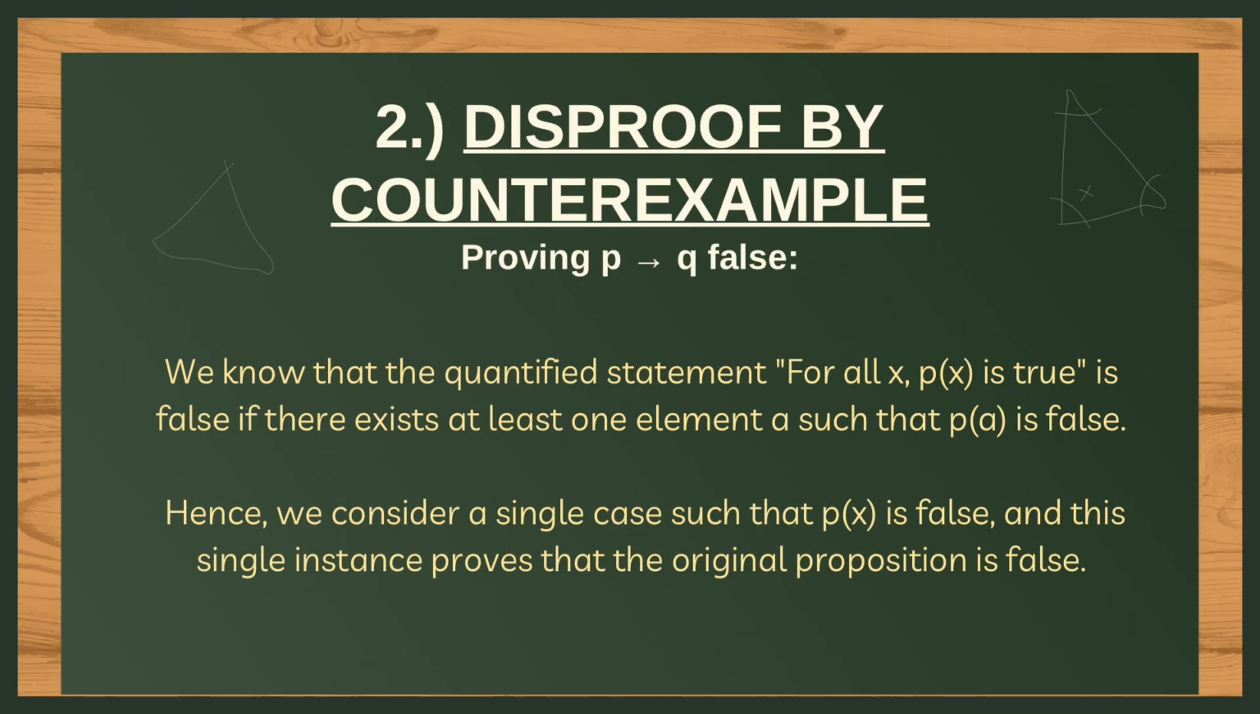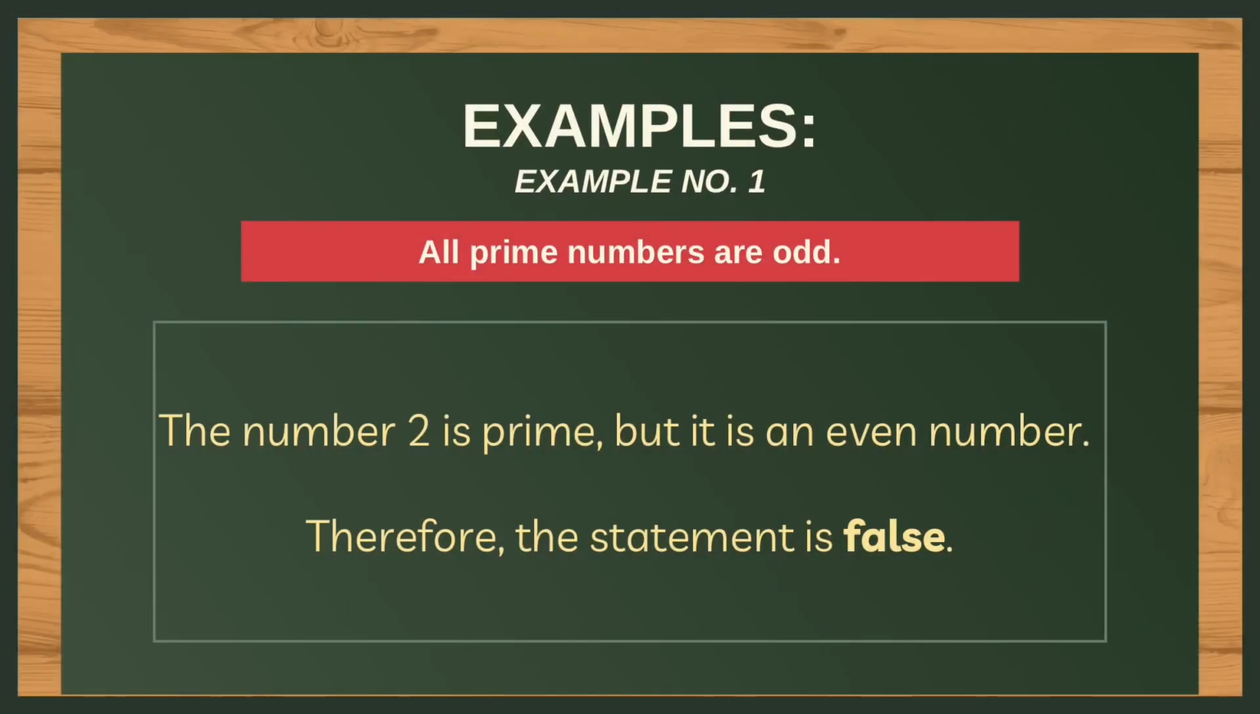Disproof by counterexample, proving if P then Q false. We know that the quantified statement for all x, P of x is true, is false if there exists at least one element a such that P of a is false. Hence, we consider a single case such that P of x is false, and this single instance proves that the original proposition is false.